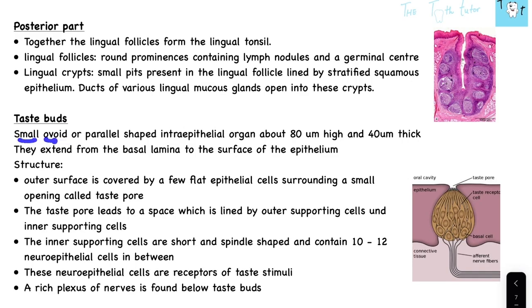These are small, ovoid or barrel shaped intraepithelial organs. Intraepithelial means within the epithelium. These are about 80 micrometers high and 40 micrometers thick. They extend from the basal lamina to the surface of the epithelium. So this is the definition of a taste bud. Sorry, this shouldn't be parallel shaped, this doesn't make any sense. This should be barrel shaped. Just correct it.